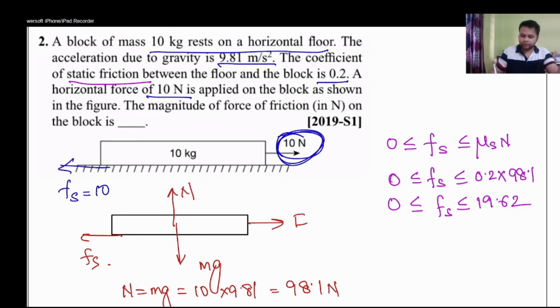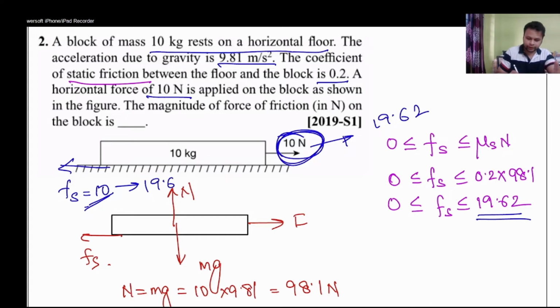Now, what is the meaning of this 19.62? It means I can increase this force up to 19.62, and the static friction force will also increase from 10 to 19.62, and the block will remain at rest. But if I apply an external force greater than 19.62, the static friction will not be able to increase beyond this point. So there will be a net force towards right, and the block will start accelerating towards right. I hope you got the answer. So the friction force that will be acting is 10 Newton.